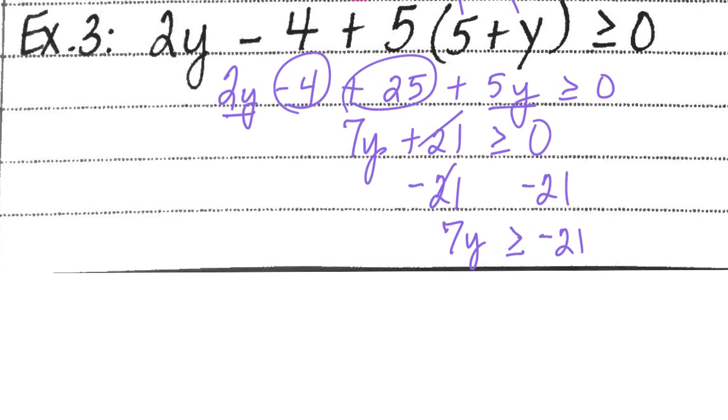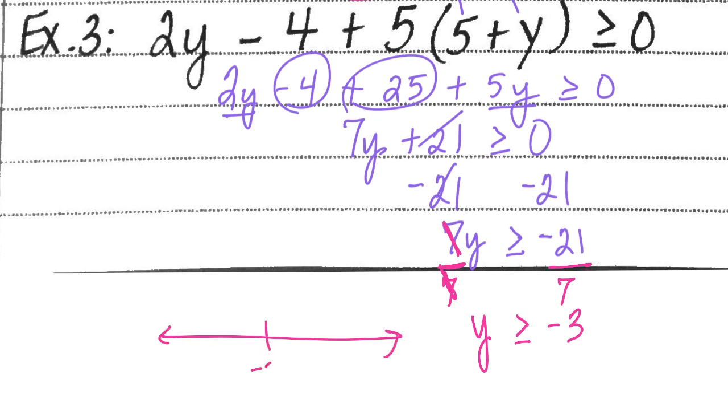I am dividing by a 7. This is not a negative number. Even though the 21 is negative, we are not dividing by a negative number. So I'm going to cross out the 7s, and I'm not going to change the inequality. And we know that y is greater than or equal to -3.